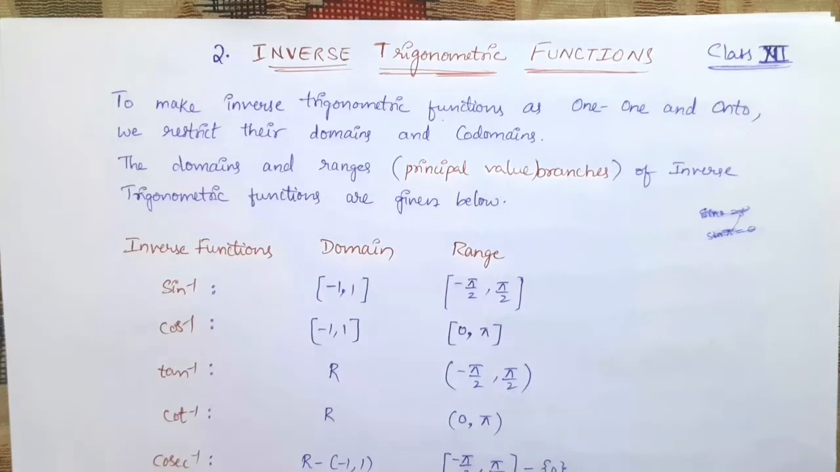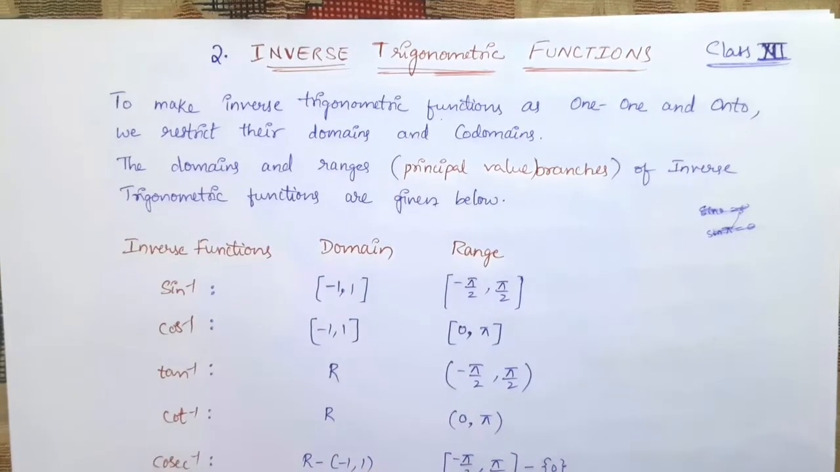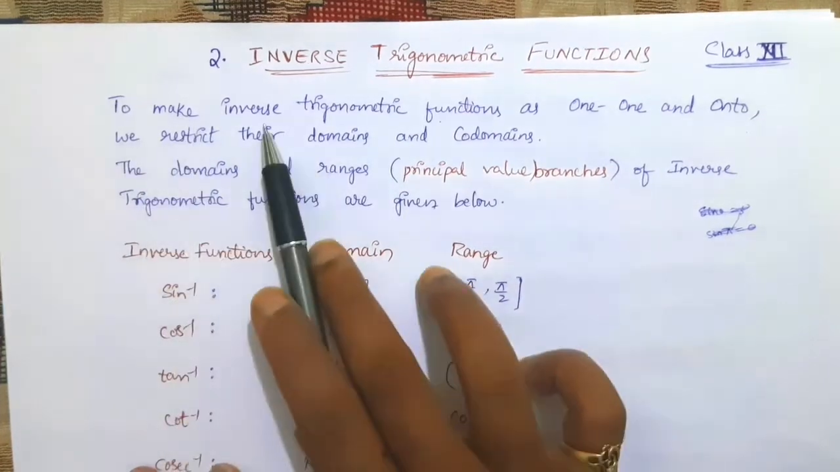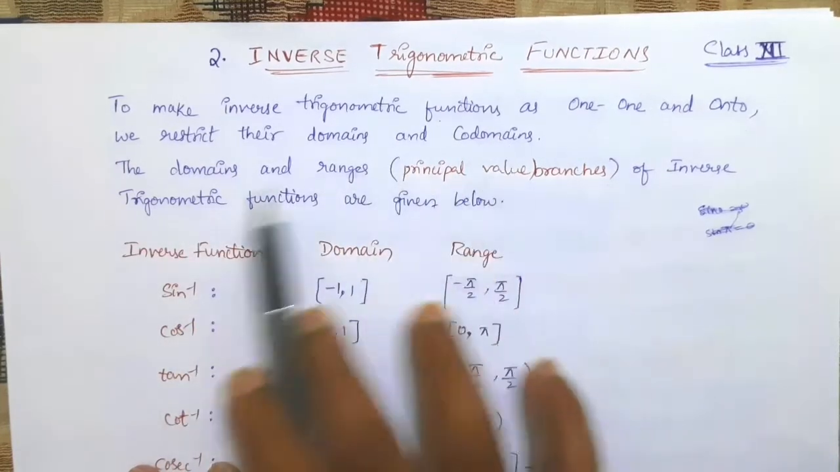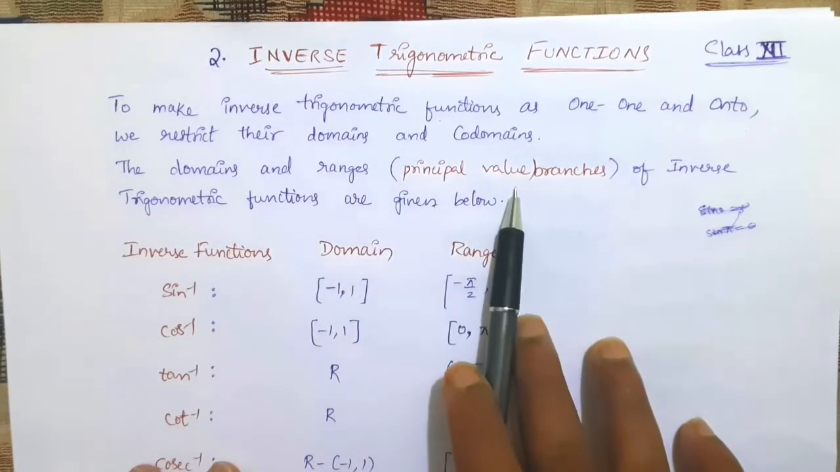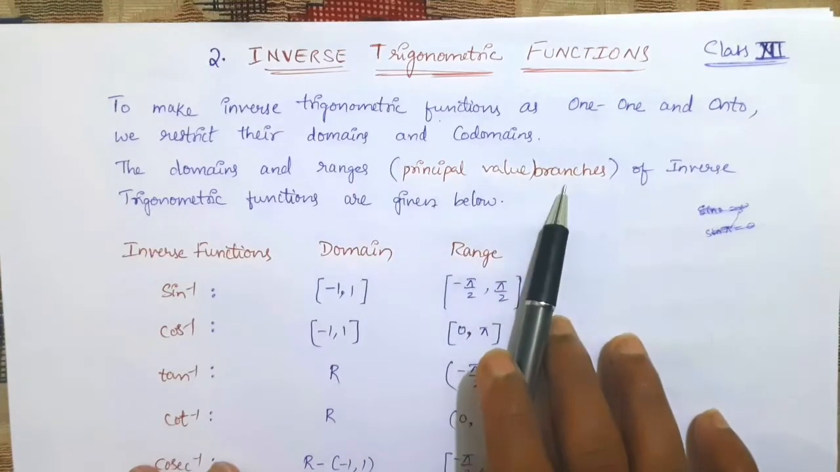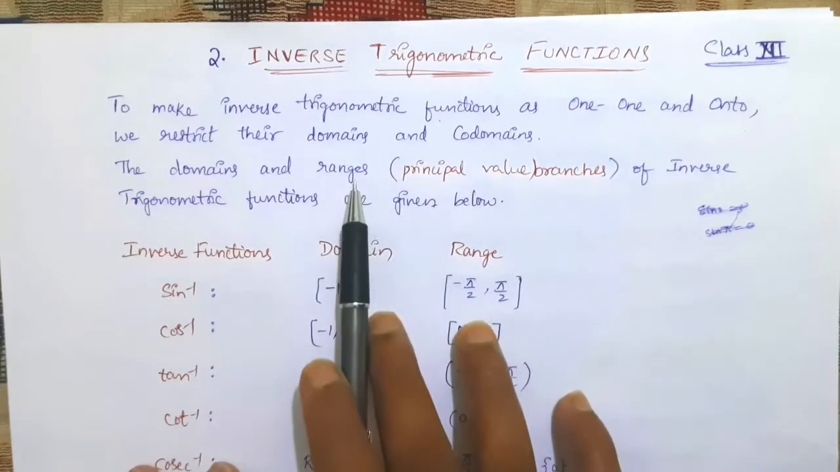But why are we considering this as an inverse trigonometric function? To consider it as bijective, we need to restrict the domain of those functions to some extent. Then only it will be bijective, and then only we will get the inverse trigonometric function. To make inverse trigonometric functions one-one and onto, we restrict their domains and codomains. So the ranges we will consider as principal value or principal value branches. In questions, if you observe principal value branch of sine, you need to consider it as the range only. Remember, principal value branch means it is a range.